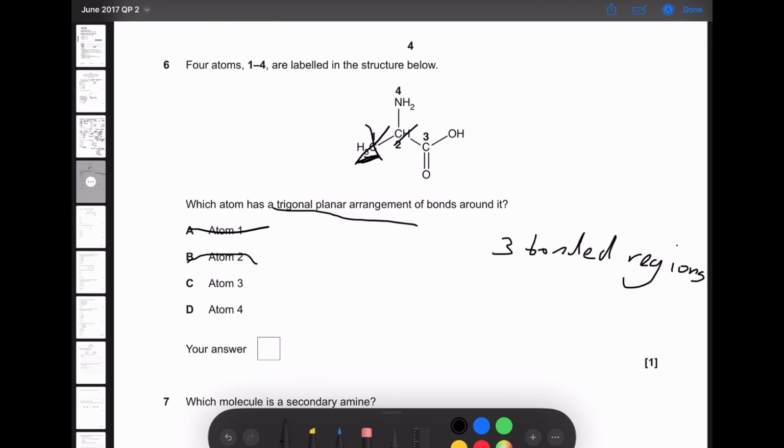Carbon 4 has got 3 things bonded to it, but don't forget nitrogen has a lone pair, which acts as its own bonded region, so it's not going to be 4, so it leaves us 3, and let's just check. 1 bonded region, 2 bonded regions, 3 bonded regions, and no lone pairs, so it is atom 4.